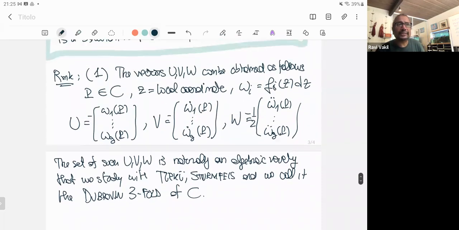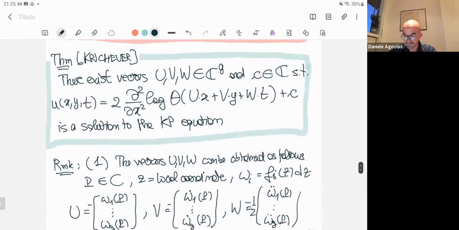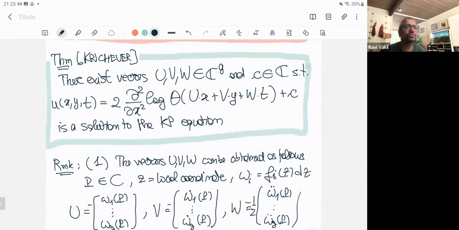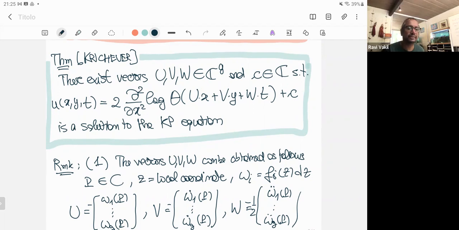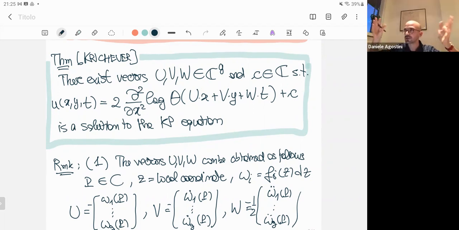Would you mind going back to the Krichever result? You only end up going two differentials in. Somehow this relationship doesn't involve more than the two differentials. Right, exactly. So you mean that you don't end up deriving more. Yeah, that's a good point. The KP equation is actually the first one of a family of equations called the KP hierarchy. And so there are more of them. The equations of higher order, you can solve them if you keep deriving. That's going to come up also later, I hope.